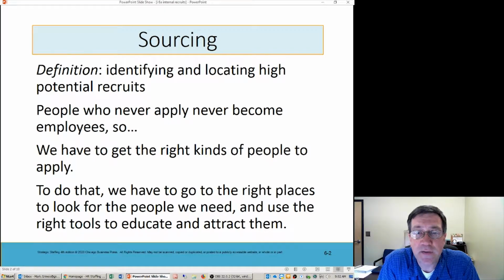As we said at the beginning of the video here, at the top of this slide, sourcing is identifying our recruits and locating them, identifying who they might likely be, and then locating where they might be. In order to get the right people, at the bottom of the slide here, we have to go to the right places to look for the people that we need, and then we've got to use the right tools to educate and to attract them.